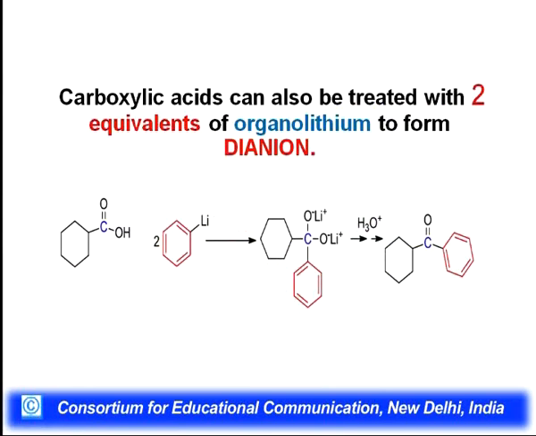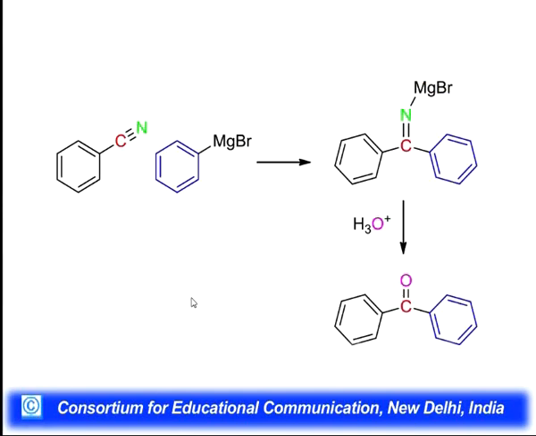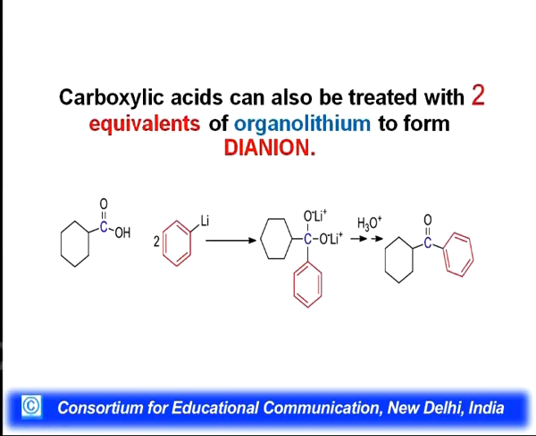Not only this, an organolithium compound can also result in the formation of a dianion. Here we are just taking cyclohexane carboxylic acid and treating it with phenyl lithium. When we do so, we get a dianion here, and this dianion, again on hydrolysis, will give us phenyl cyclohexyl ketone. This is a very good method of preparation of ketones, and we get a high yield in this reaction.